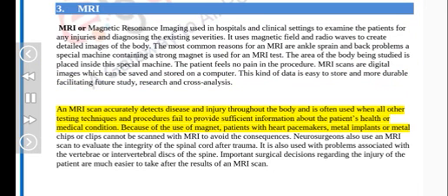An MRI scan accurately detects disease and injury throughout the body and is often used when all other testing techniques and procedures fail to provide sufficient information about the patient's health or medical condition. Because of the use of a magnet, patients with heart pacemakers, metal implants or metal chips or clips cannot be scanned with MRI, to avoid the consequences.